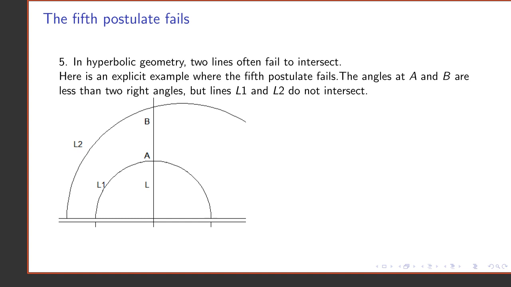Line A makes a right angle with this vertical line. Line B actually makes an angle that's less than a right angle. And Euclid says if this angle plus this angle is less than two right angles, then these lines will intersect on this side. But they don't. They never reach the water, and they don't intersect. So the fifth postulate fails in hyperbolic geometry.